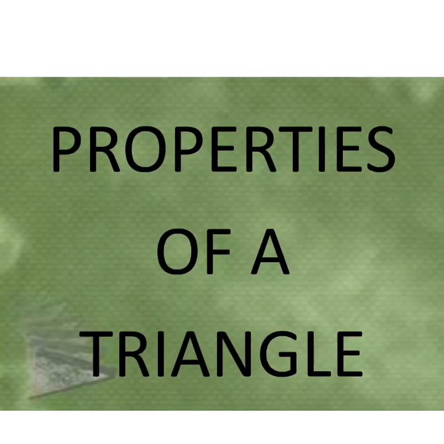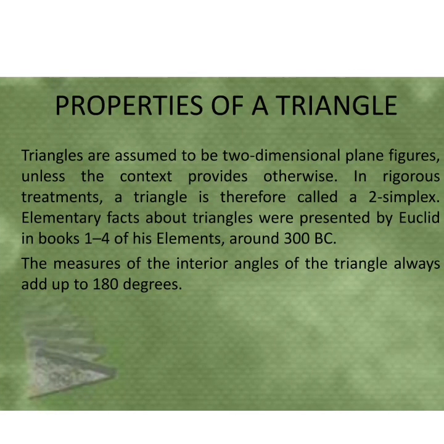Now we shall see the properties of a triangle. So what are the properties of a triangle? Triangles are assumed to be two-dimensional plane figures unless the context provides otherwise. In rigorous treatments, a triangle is therefore called a two-simplex. Elementary facts about triangles are presented by Euclid in books 1 to 4 of his Elements around 300 BC. The measures of the interior angles of the triangle always add up to 180 degrees.